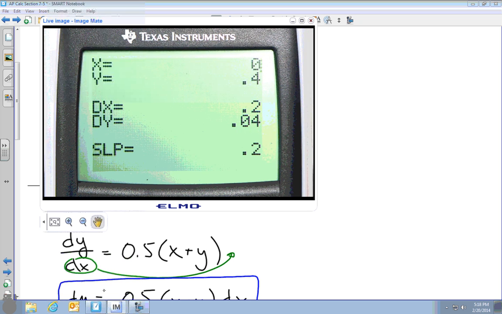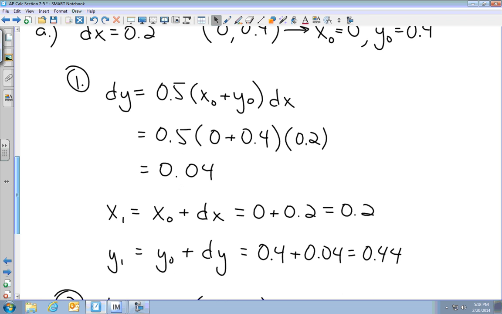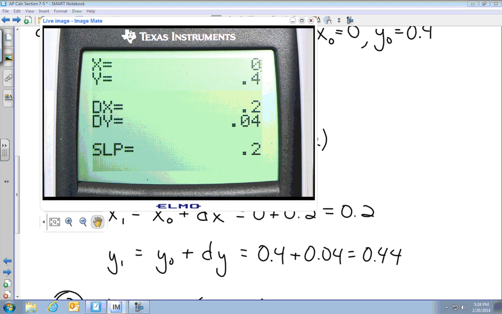So it shows you initially that x is 0, y is 0.4. That's because those are the initial values we gave it. dx we also gave it. That's going to stay the same on each screen here as we go through this. In fact, that's the only thing that's going to stay the same. dy, it calculates, was 0.04, and it's going to use that to help us come up with the next point. Notice, by the way, that that 0.04 is the calculation we first did. If I go back to our first calculation right here, there's our change in y was 0.04. That's the same thing our calculator's given us there.